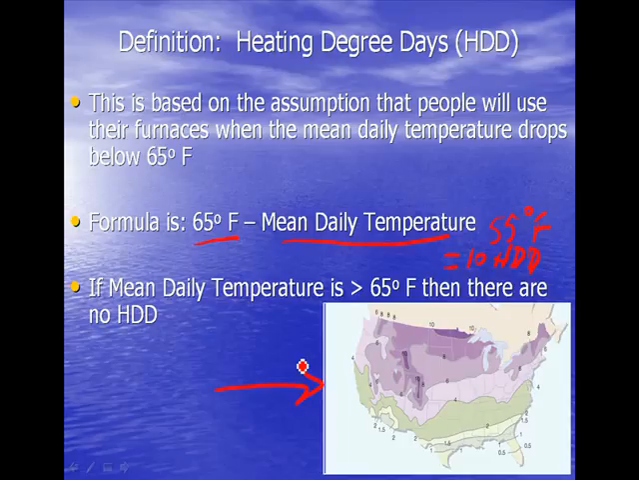What you're looking at here is an average of heating degree days during the winter time. You'll notice along the Gulf Coast, not a whole lot of heating degree days. As we progress further north where it gets colder, as you would expect, the heating degree days would increase. And so as you go from south to north, heating degree days begin to increase.